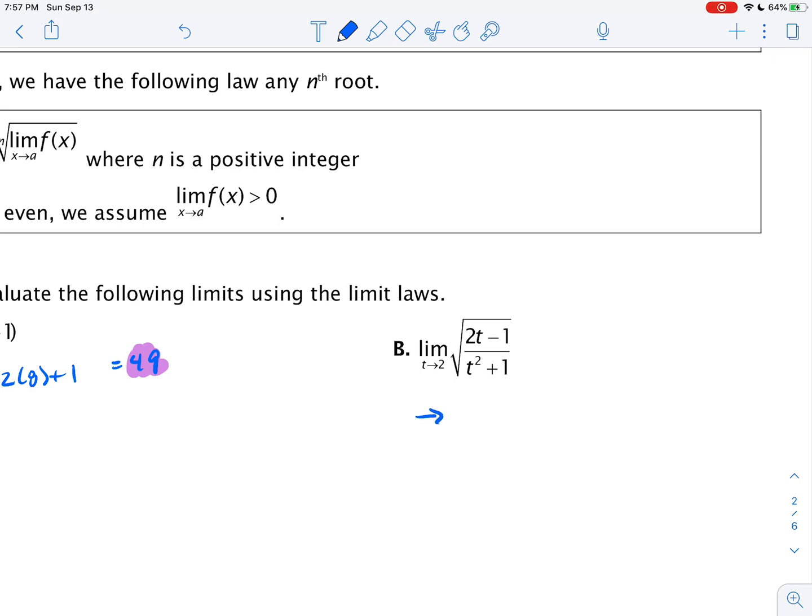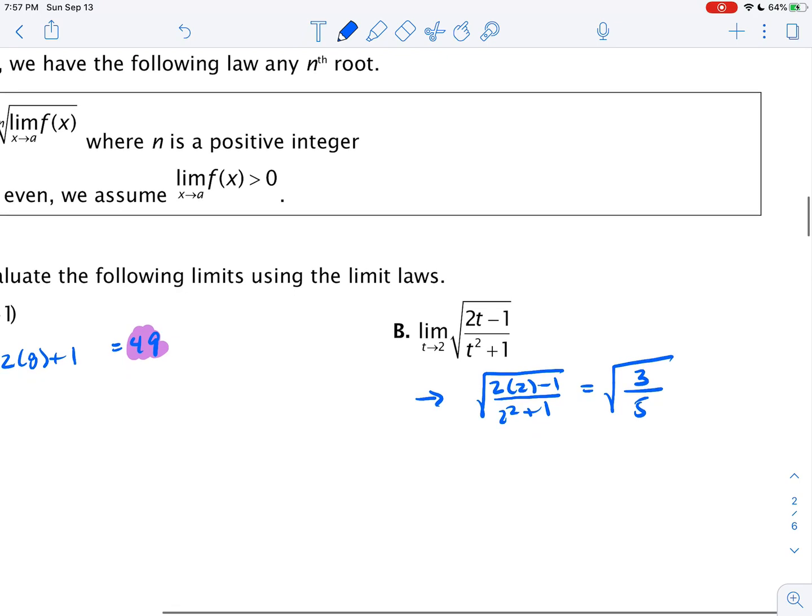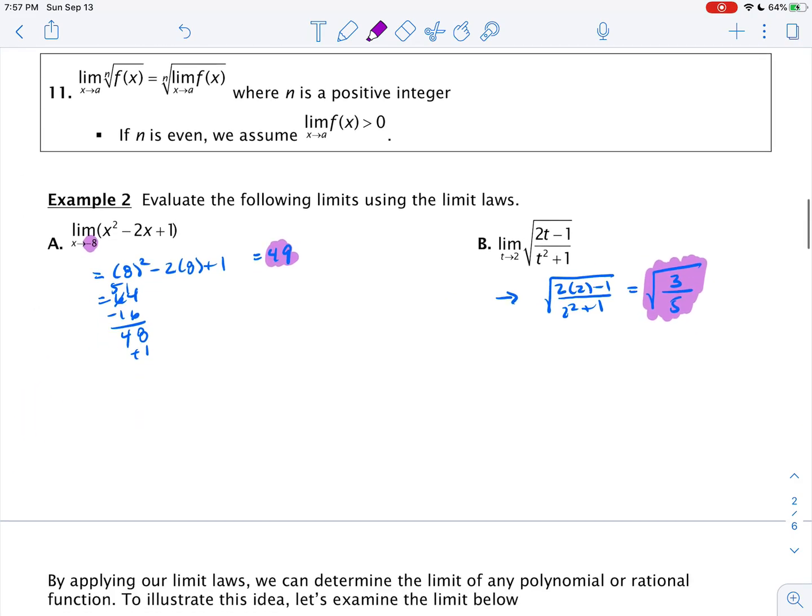In this instance, this is going to give me the square root of 2 times 2 minus 1 over 2 squared plus 1, and that's going to give me the square root of 3 over 5. And you can leave it at the calculus level. You can choose to rationalize your denominator or not, but in this case, just to save time, I'm not going to rationalize my denominator.